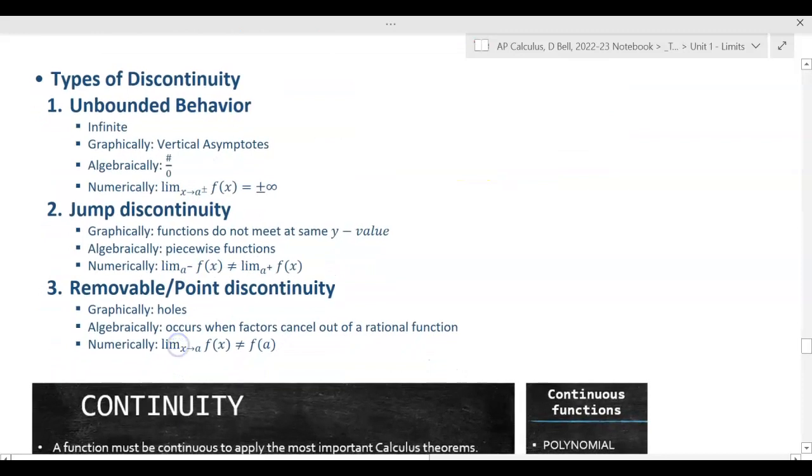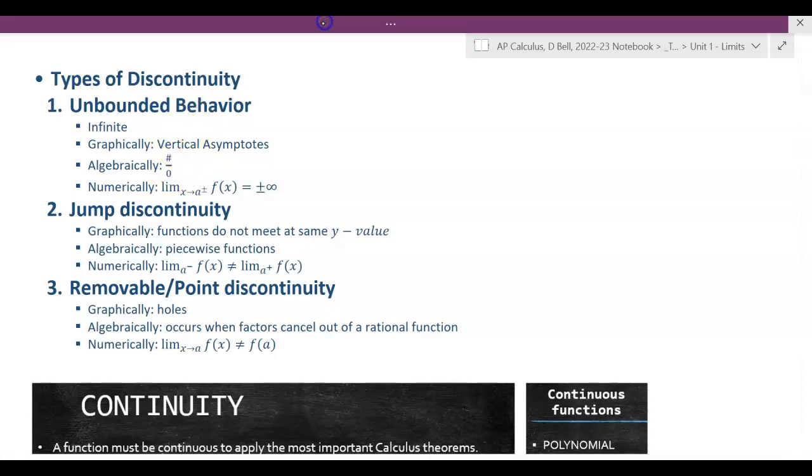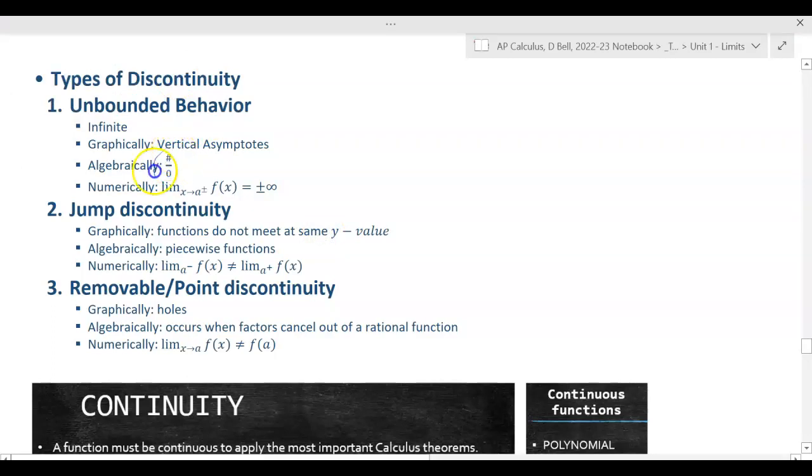So the three types of discontinuity. Unbounded means infinite, right, where we have vertical asymptotes. Algebraically, it would look like a number over 0. If we get 0 in the denominator, but have a number in the numerator, this doesn't prove, but it implies a vertical asymptote. It's the definition of a vertical asymptote that would prove that there's a vertical asymptote there.